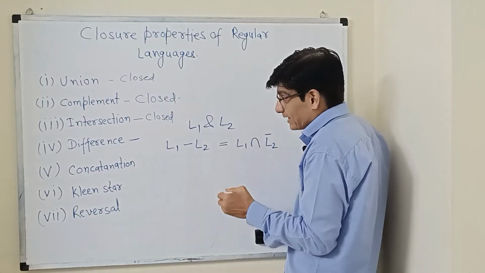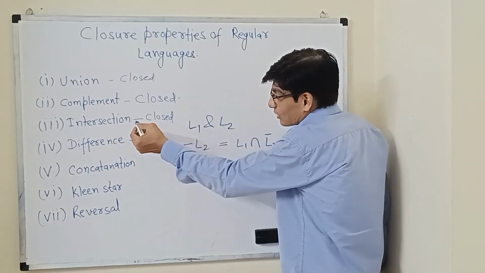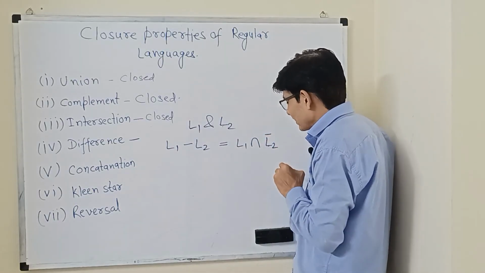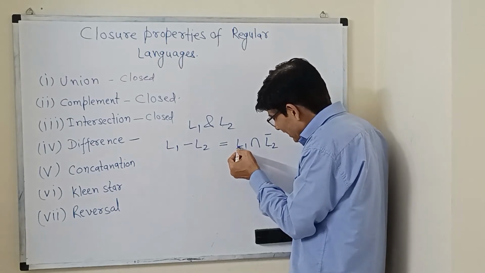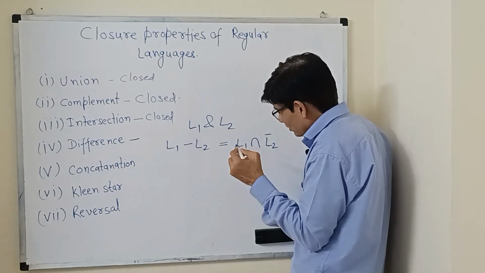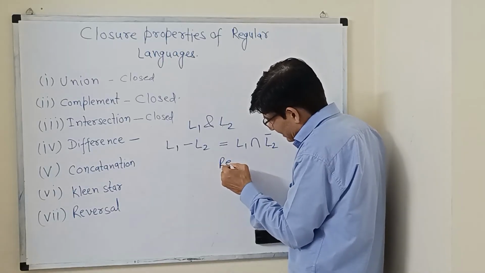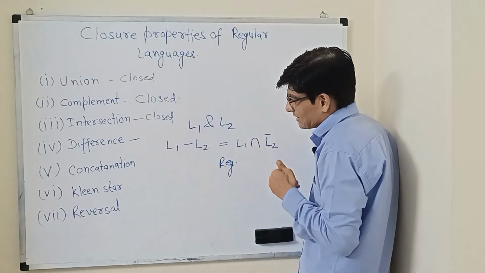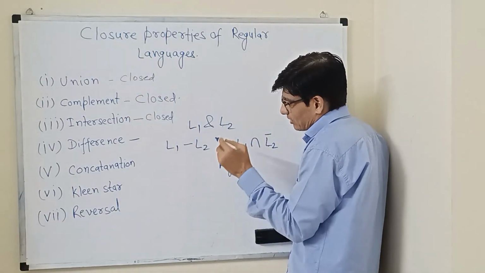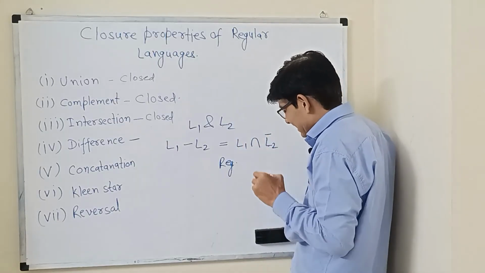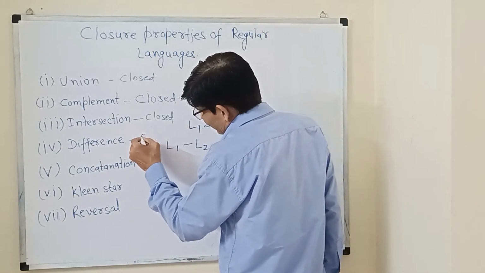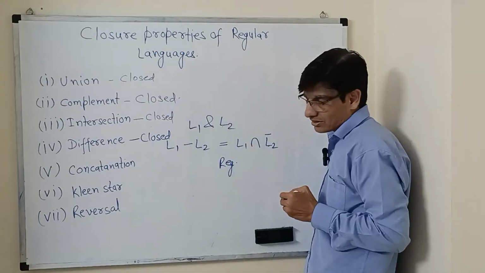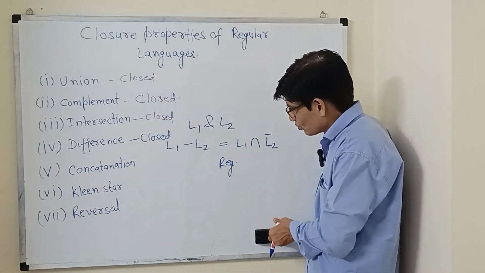And we have already seen that regular languages are closed under intersection operation. So if L2 complement is a regular language, then the intersection of L1 and L2 complement will also be a regular language. So we can use the previous properties to prove that the difference of two regular languages is again a regular language. So we can write it as closed under difference operation. I hope, friend, it is clear to all of you.